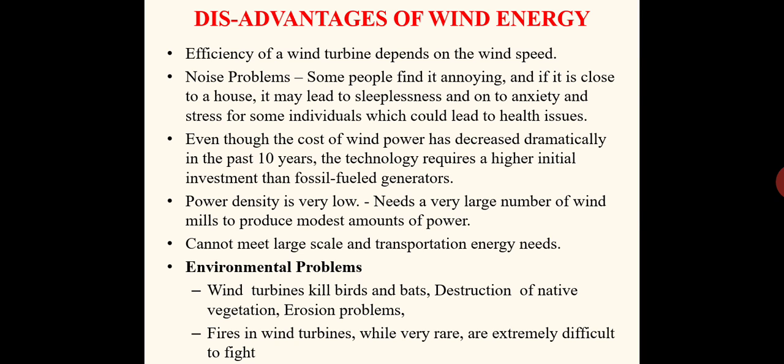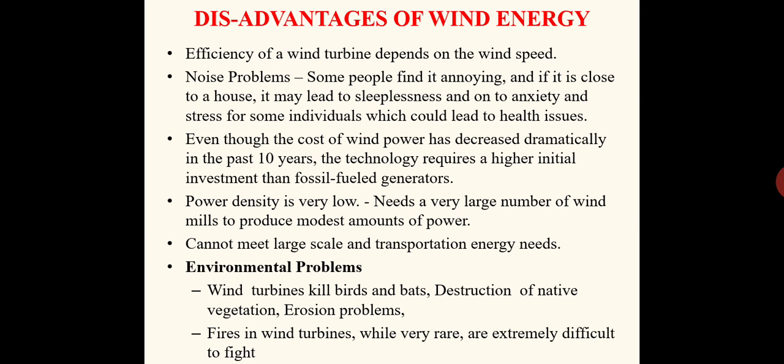Now coming to the disadvantages of wind energy: the efficiency of the wind turbine depends on the wind speed. As we know, the availability of wind speed is varying, so the efficiency of the wind turbine depends on the wind speed, which means we cannot produce much efficiency from this. So that is the major disadvantage. Even from season to season, sometimes wind speed can change. At that time, if no wind is available, that means we cannot produce power also.